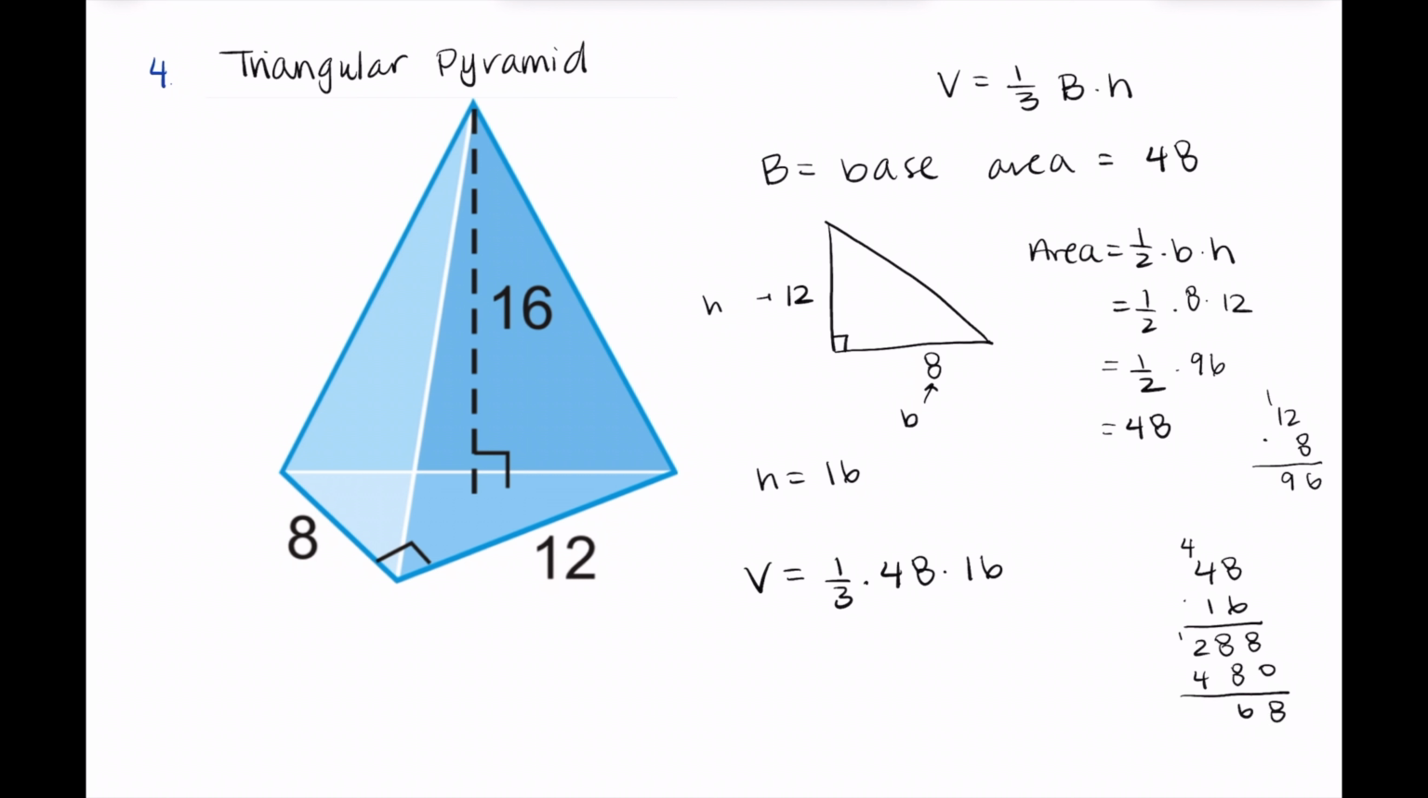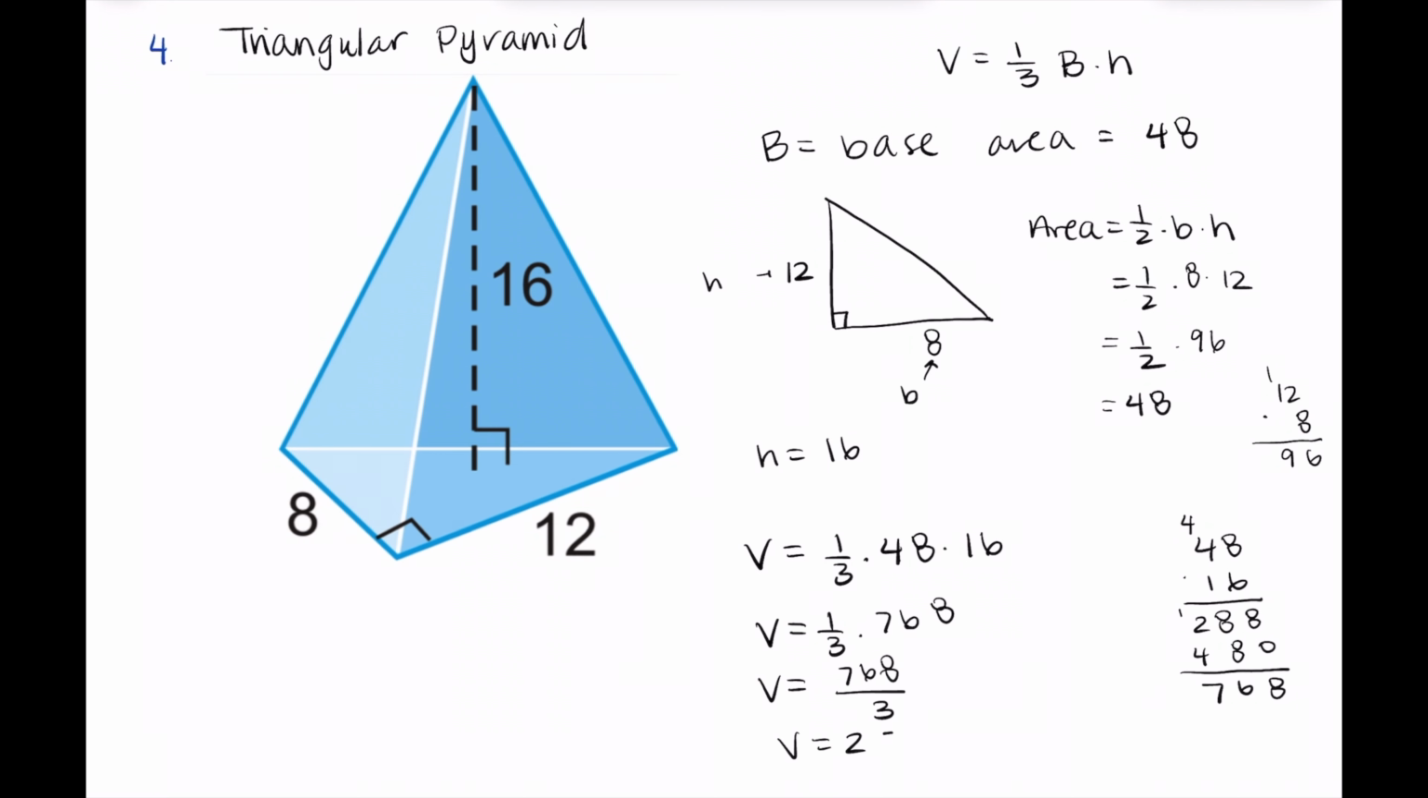So when we plug that back into our volume equation, we would have V equals 1/3 times 768. And again, multiplying by 1/3 is the same as dividing by 3. So we know that 768 divided by 3 gives us 256. And notice here we didn't have units, but we know whatever those units would be, they would be cubed. So our answer for number 4 is 256 units cubed.